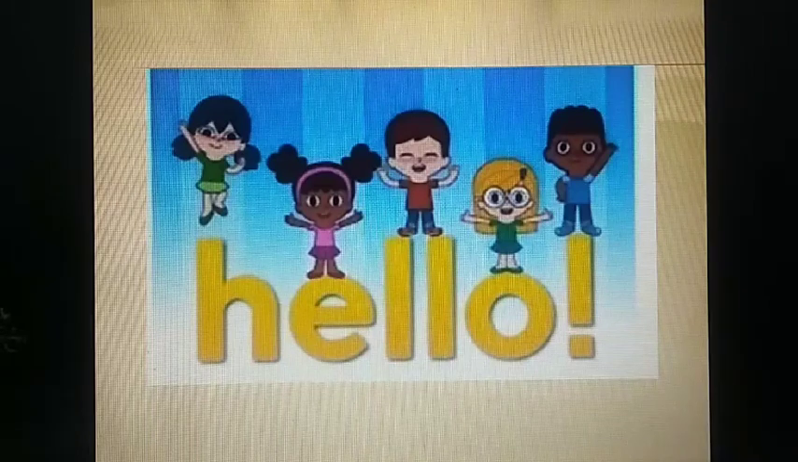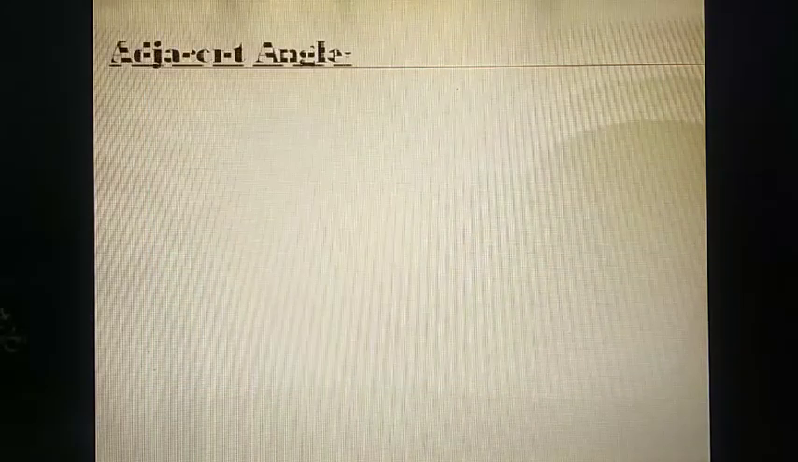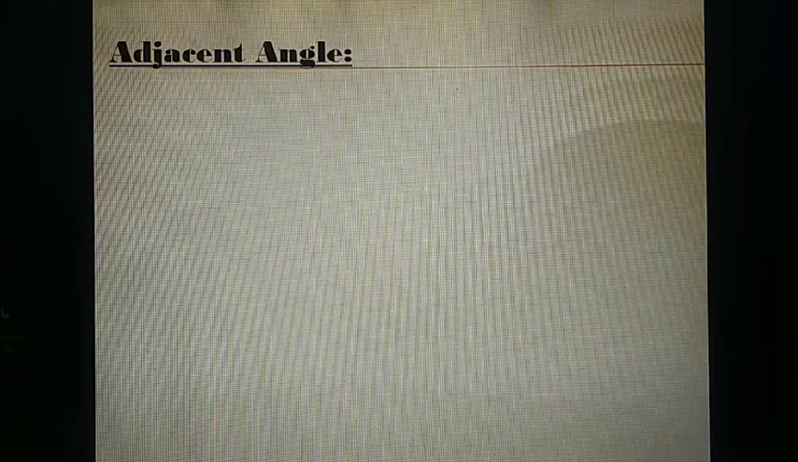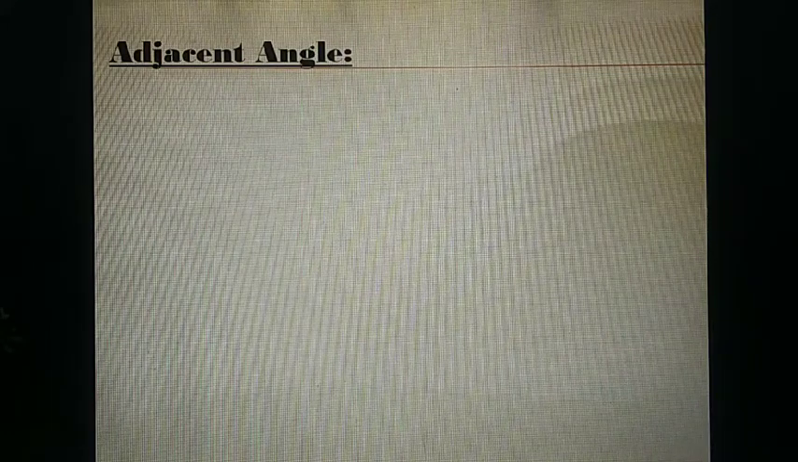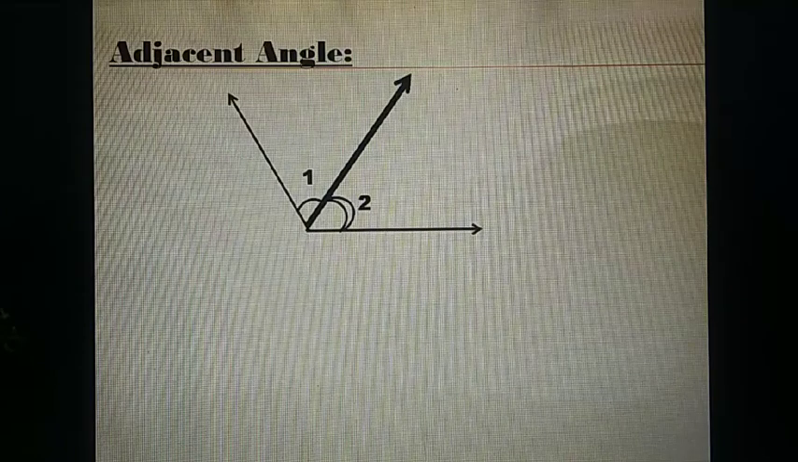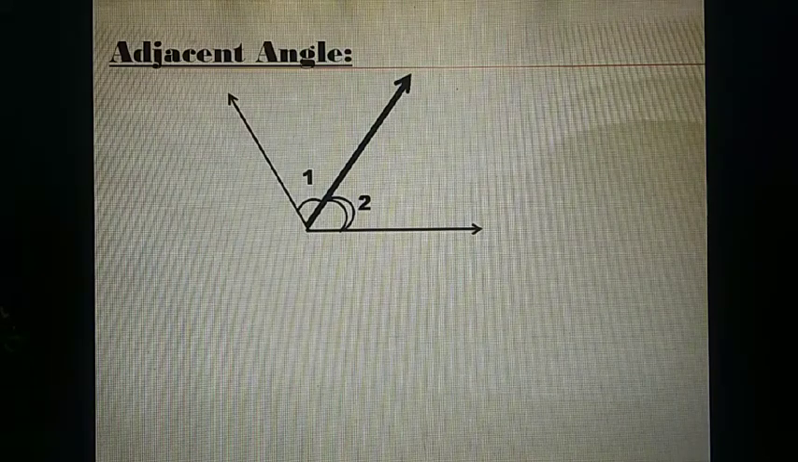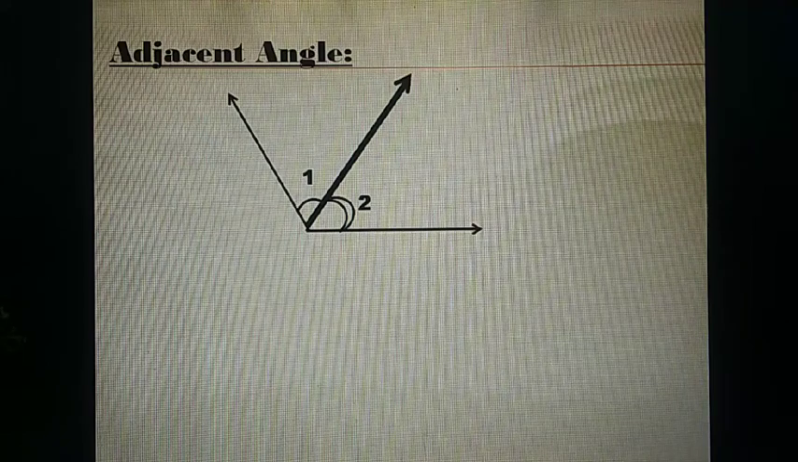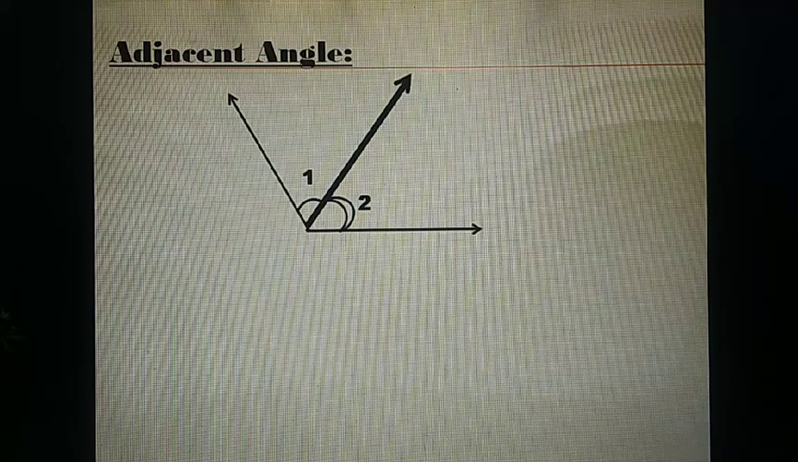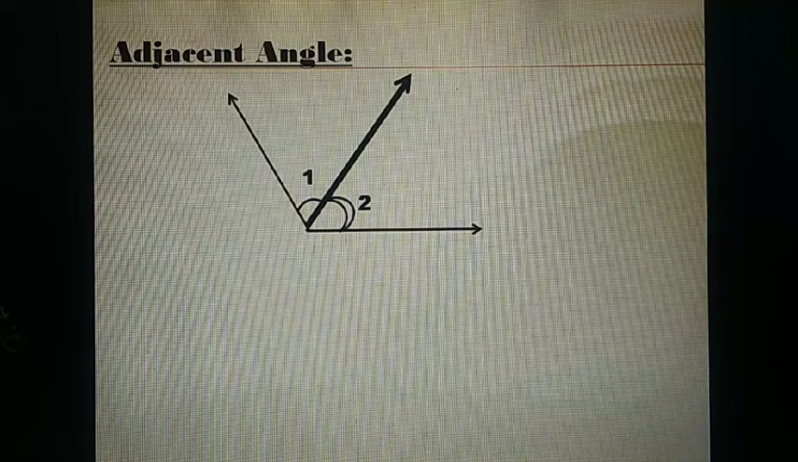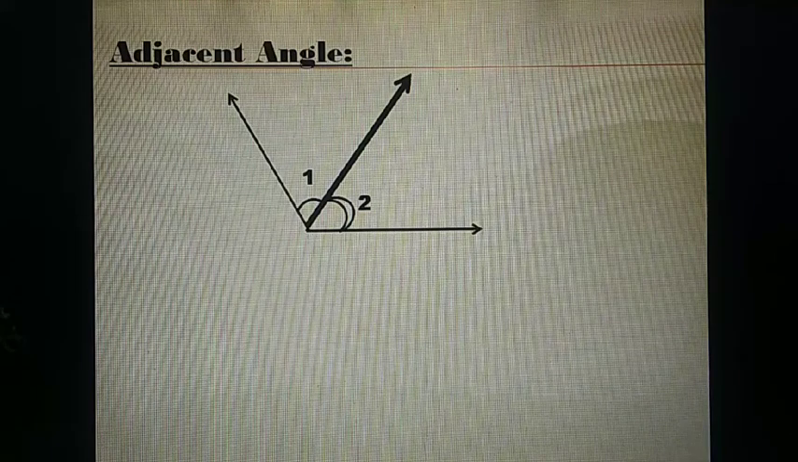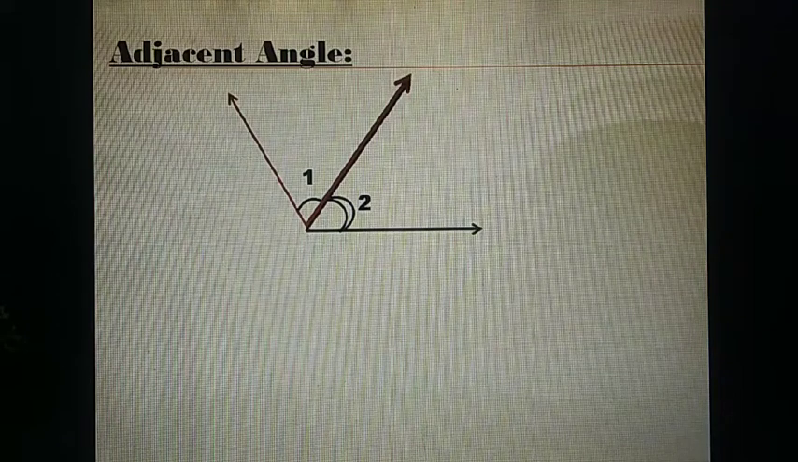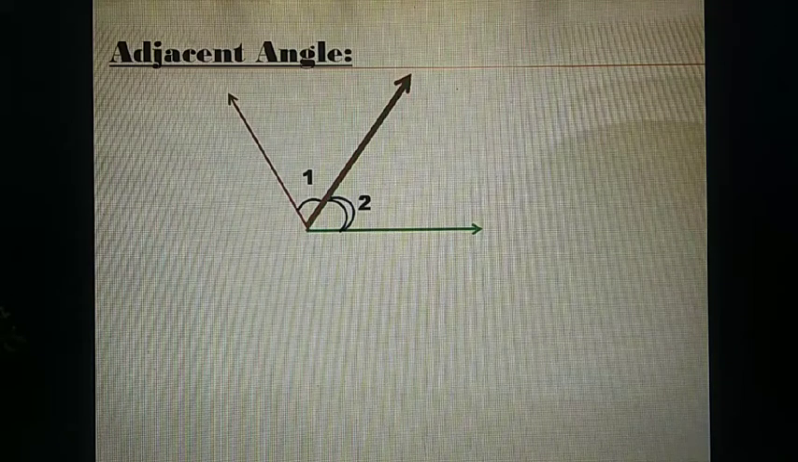Today we will start with a new topic, adjacent angles. Now what do you mean by adjacent angle? Here there are two angles, angle 1 and angle 2. Let's trace these angles with different colors. Angle 1 with red, angle 2 with green.